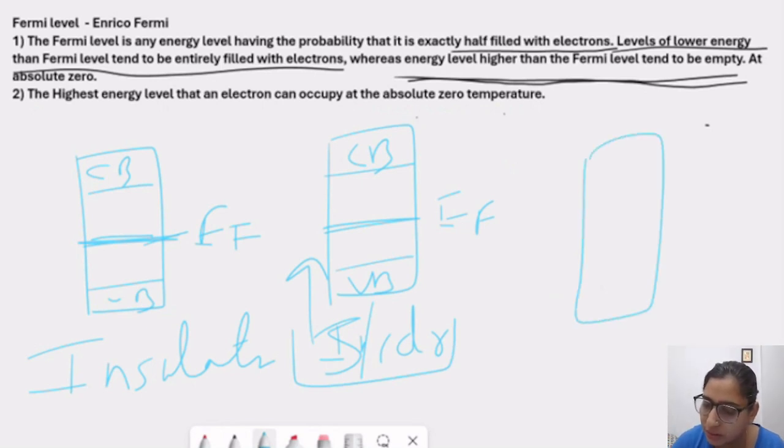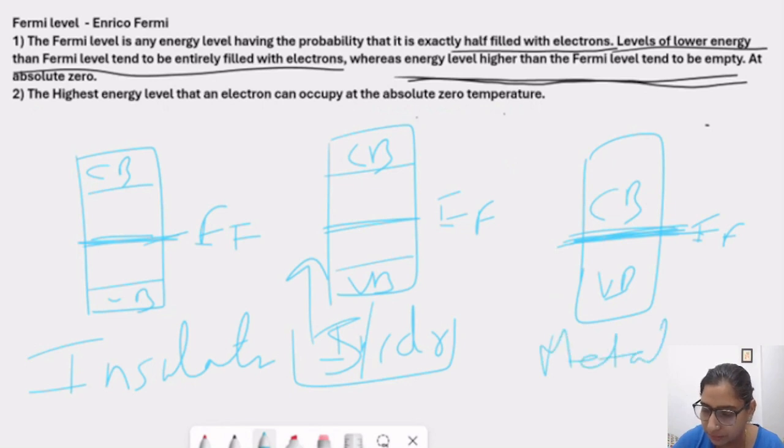This is the case of metal, where the conduction band and valence band are overlapping. So the energy level is also in between the conduction band and valence band, overlapping the two bands. It means EF is in between EC and EV. Now this is the case of metals.